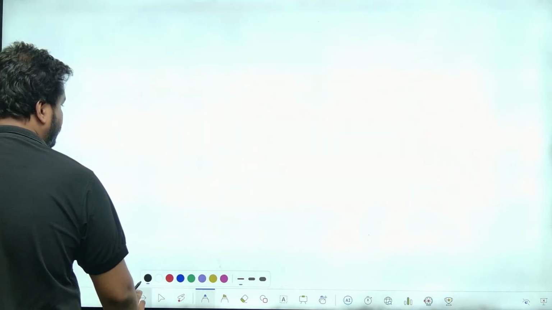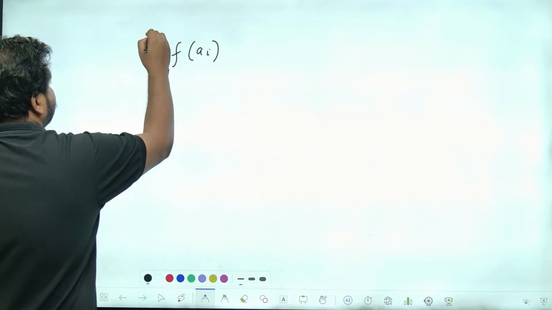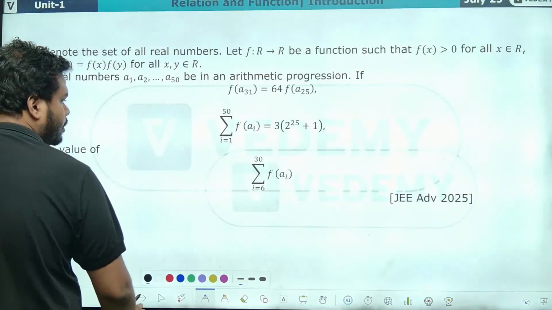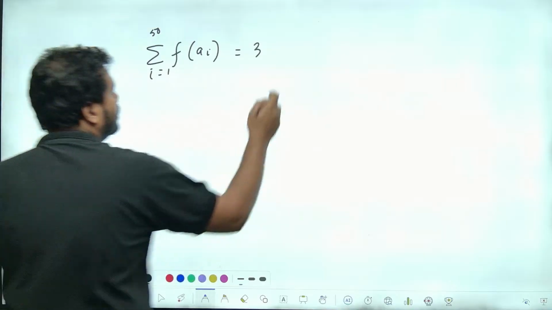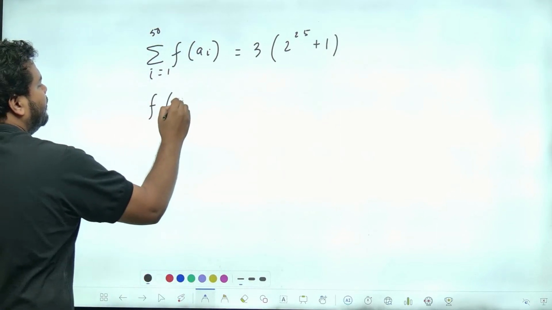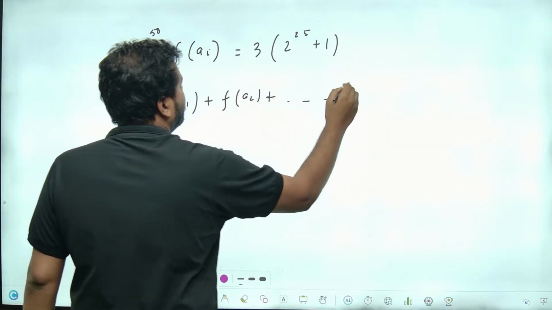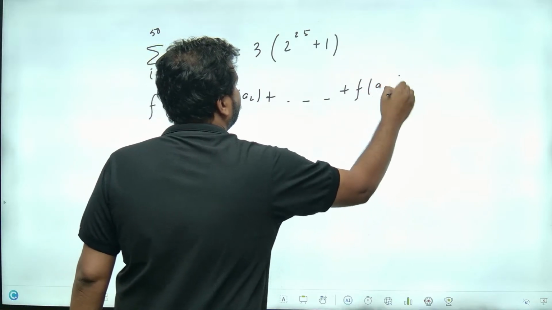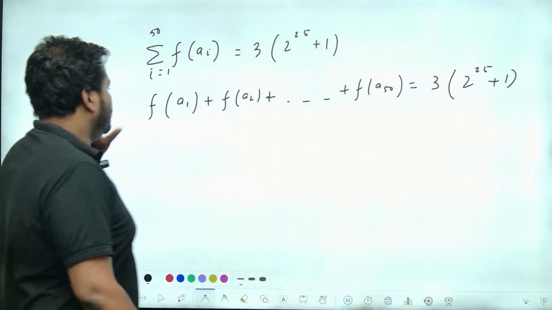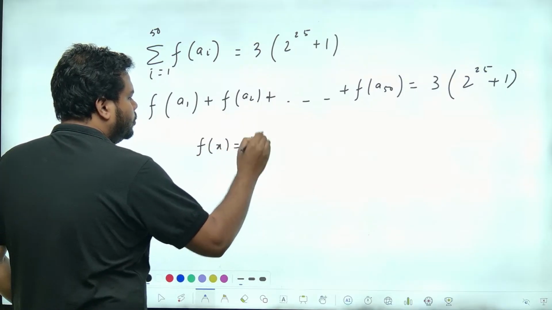Okay, for 50: 3 into 2 power 25 plus 1. FA1 plus FA2 plus up to FA50 is equal to 3 into 2 power 25 plus 1. What is FA1? Fx is equal to k to the power x.